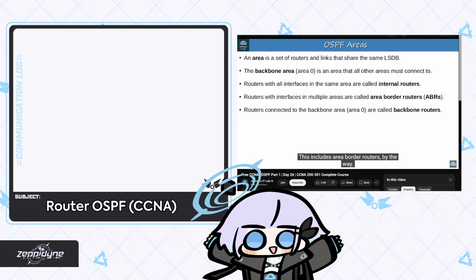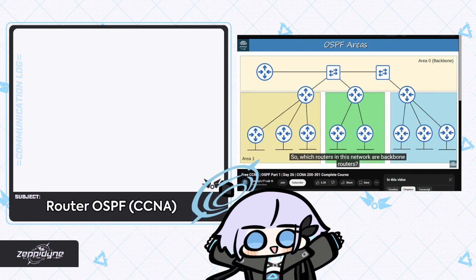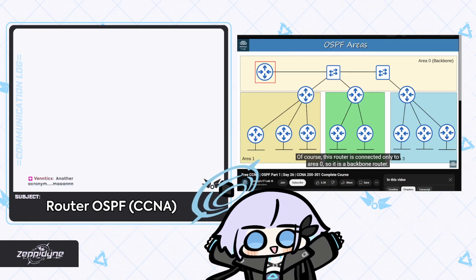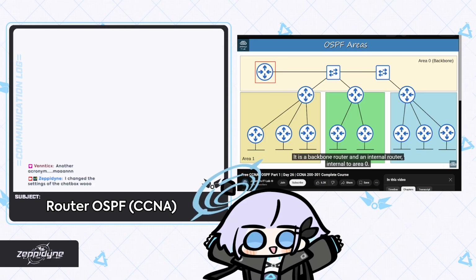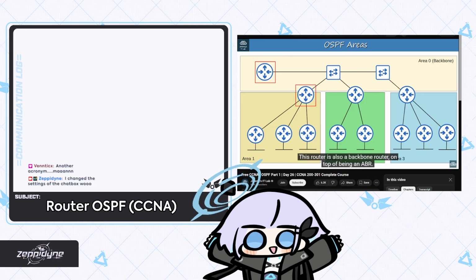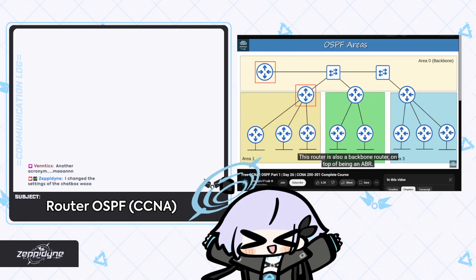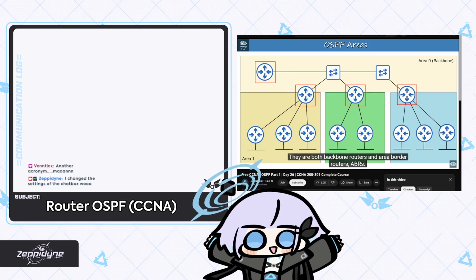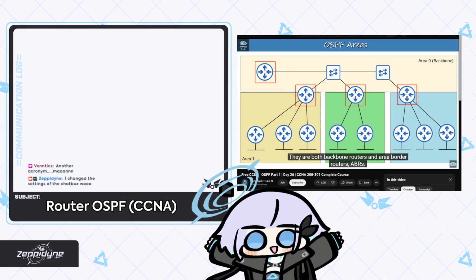Next, routers connected to the backbone area, which as I said before is Area 0, are called backbone routers. This includes area border routers, by the way. So which routers in this network are backbone routers? Of course, this router is connected only to Area 0, so it is a backbone router. It is a backbone router and an internal router, internal to Area 0. This router is also a backbone router, on top of being an ABR. Same for this router, and this router. They are both backbone routers and area border routers, ABRs.